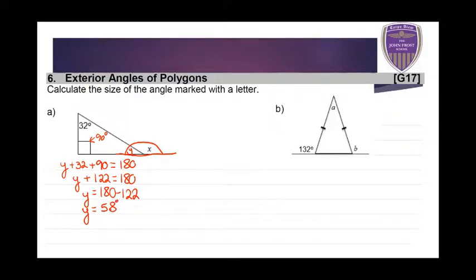Now, this isn't our final answer, remember. We have found that the angle inside the triangle here is 58 degrees, okay? But we still need to find out what angle x is, okay? And remember, all angles on a straight line add up to 180. So x plus 58 equals 180 degrees. Therefore, x equals 180 minus 58. Therefore, x equals 122 degrees. And that's your final answer for this one, okay?